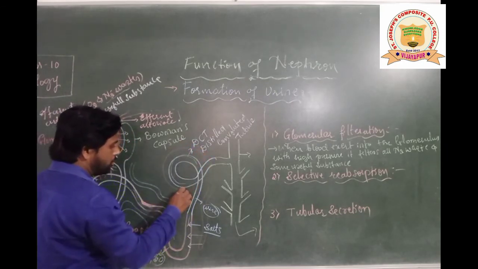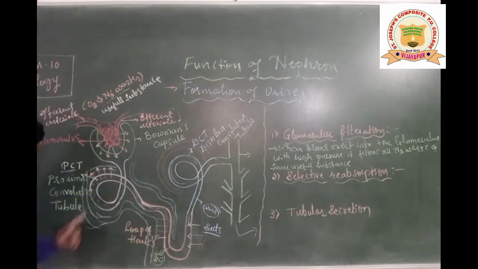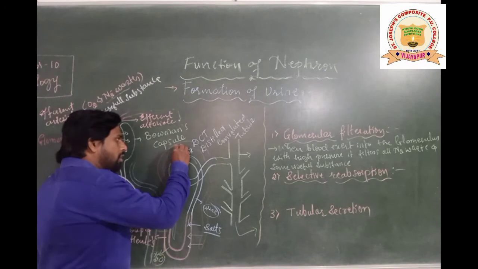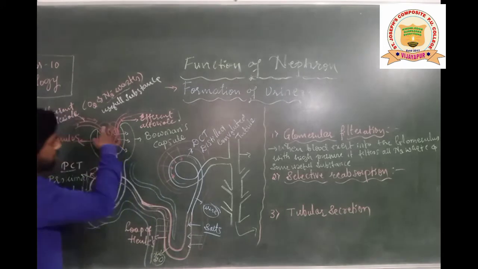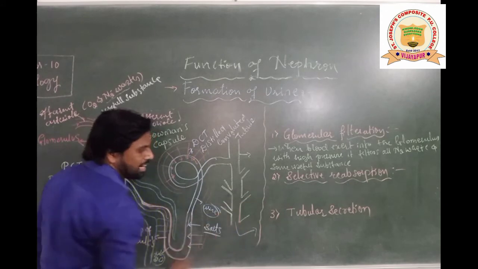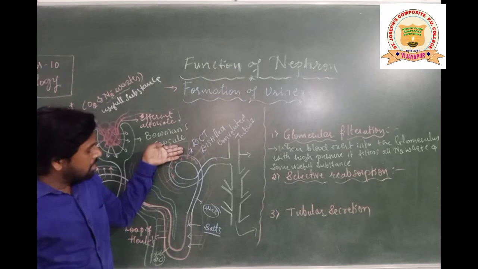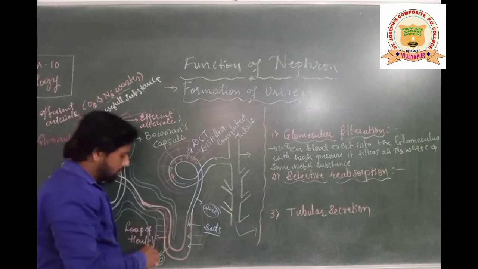the blood vessels surrounding it, what will they do, students? Just as the PCT gave back all the useful substances to the blood vessels, likewise the DCT will receive from the blood vessels some more waste which was not filtered earlier. Those are taken in by tubular secretion, the third step. Some of the waste salts are given back to the DCT, students.